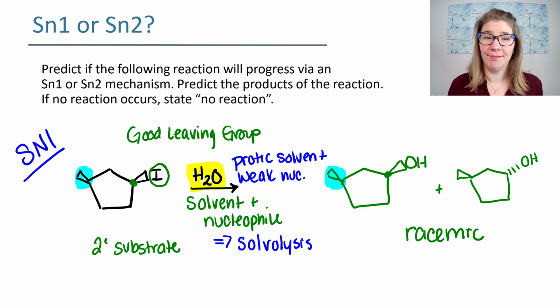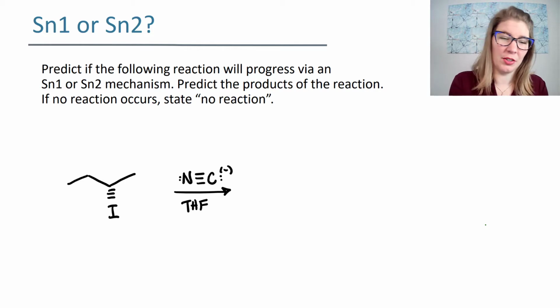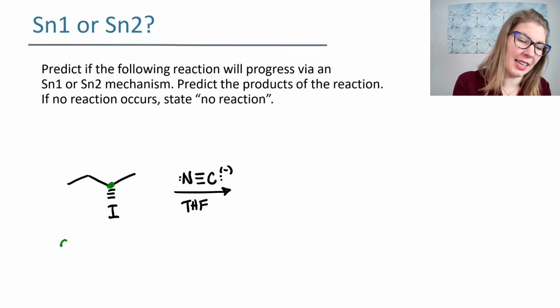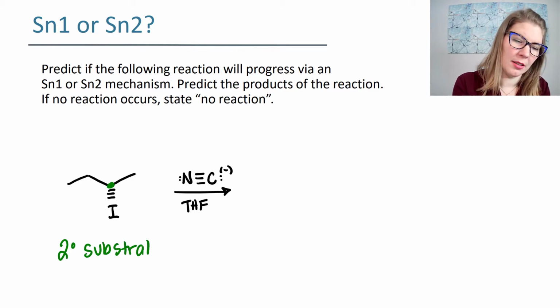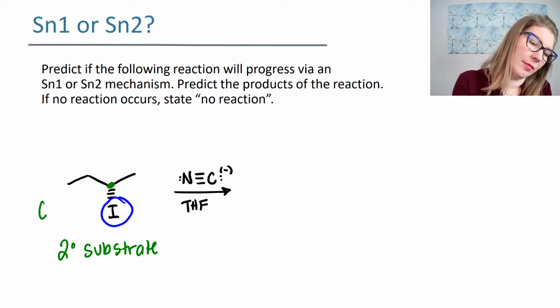Let's try another one. In this one, I'm going to go through and do the same type of thing. Let's look at our substrate first. I find where my leaving group is attached. This is a secondary substrate. My leaving group is that iodine. It's a good leaving group. I'm going to abbreviate leaving group as LG.